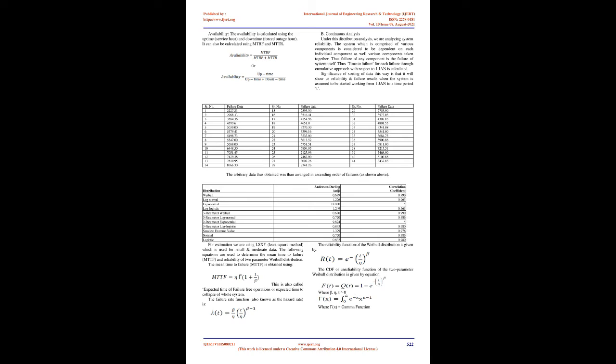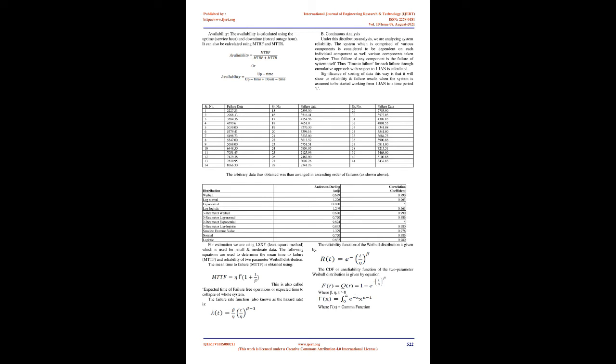Thus time to failure for each failure through a cumulative approach with respect to January 1st is calculated. The significance of sorting the data this way is that it will show us reliability and failure results when the system is assumed to have started working from January 1st to a time period t. For estimation we are using LSXY, the least square method, which is used for small and moderate data. The following equations are used to determine the mean time to failure, MTTF, and reliability of the 2-parameter Weibull distribution.